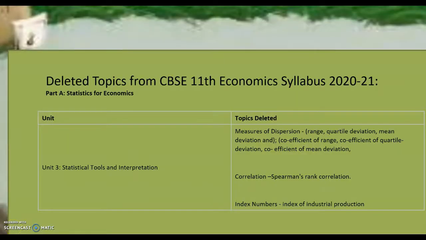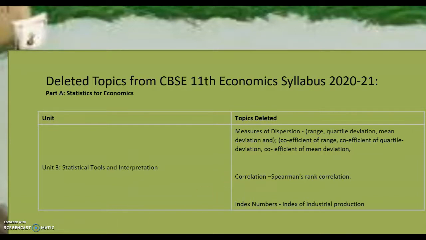Children, these are the deleted topics from CBSE 11th Standard Statistics, Syllabus 2020 to 21. Unit 3, Statistical Tools and Interpretation. Topics deleted, Measures of Dispersion. From this chapter, Range, Quartile Deviation, Mean Deviation, and Coefficient of Range, Coefficient of Quartile Deviation, Coefficient of Mean Deviation. These topics are deleted from this chapter.